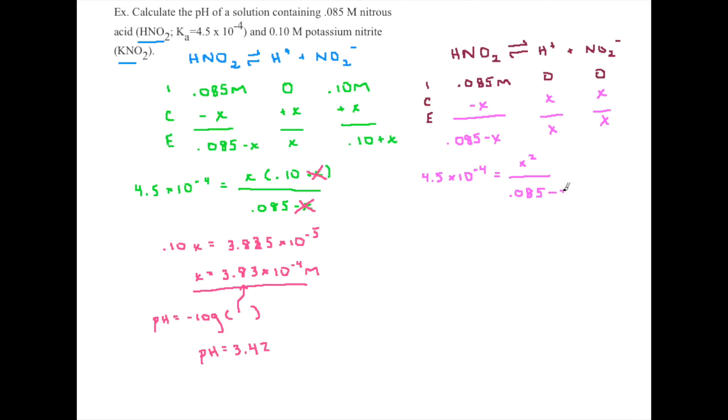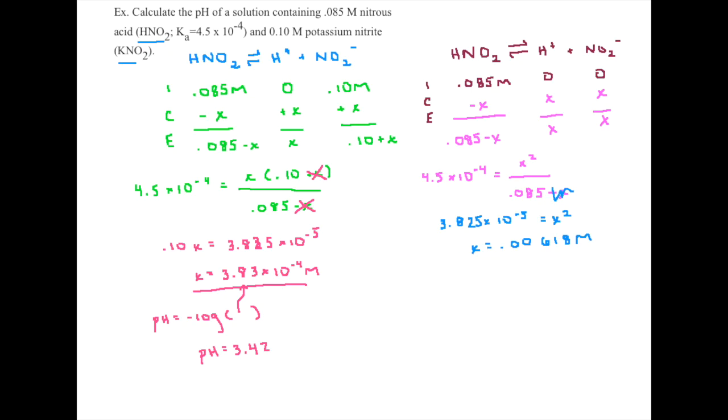Again, I can ignore this X in the denominator, so I'm going to ignore that. So I'm going to take 4.5 times 10 to the negative fourth multiplied by 0.085, and I get 3.825 times 10 to the negative fifth. That equals X squared. And so when I square root that, I get that the concentration equals 0.00618 molar.